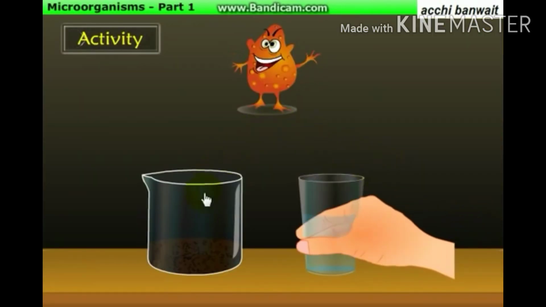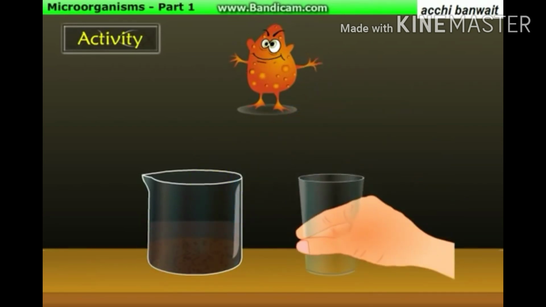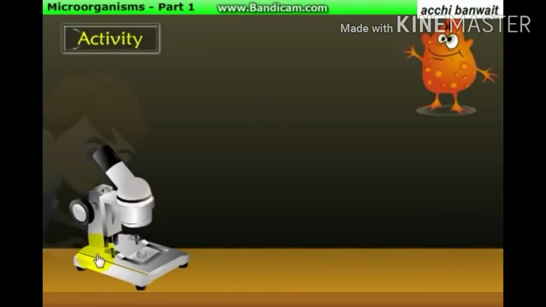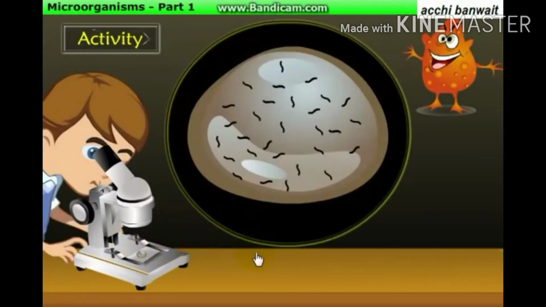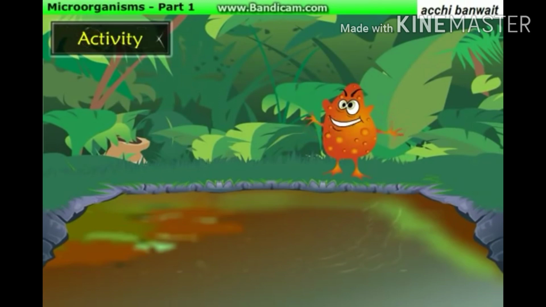Take some moist soil in a beaker and add water to it. After the soil particles have settled down, observe a drop of water from the beaker under a microscope. You will find many tiny organisms moving. You can also try this activity using a few drops of water from a pond.